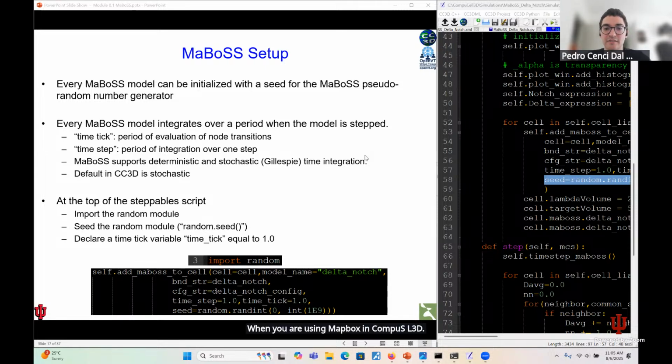Suvani asks if the time step changes the network from synchronous to asynchronous. No. If time step is 1, does it mean MaBoSS steps equals 1 Monte Carlo step? Yes, that's what it means. Yes, correct.